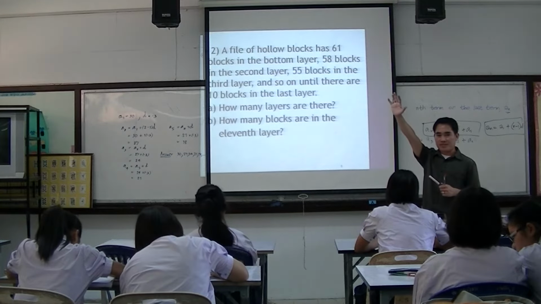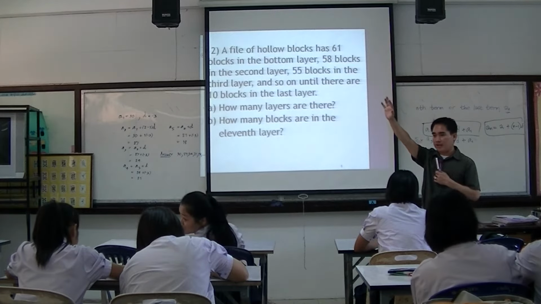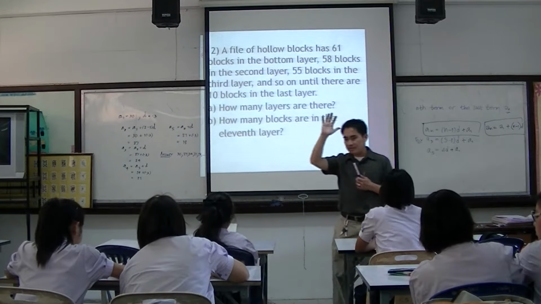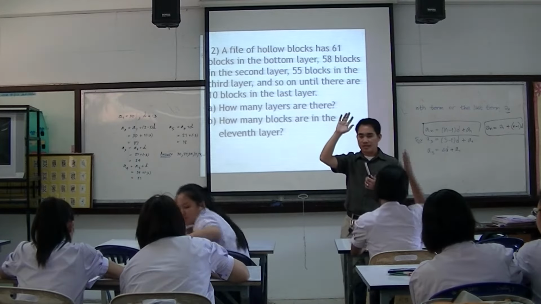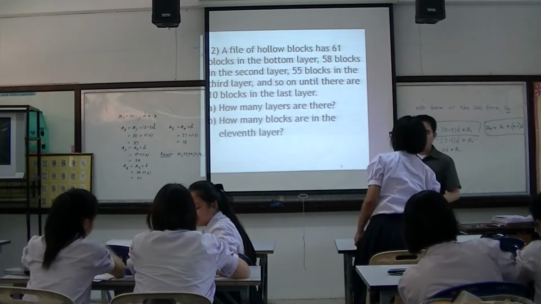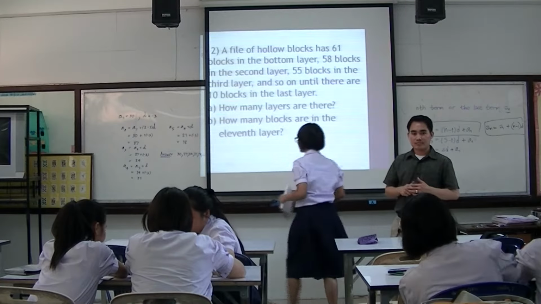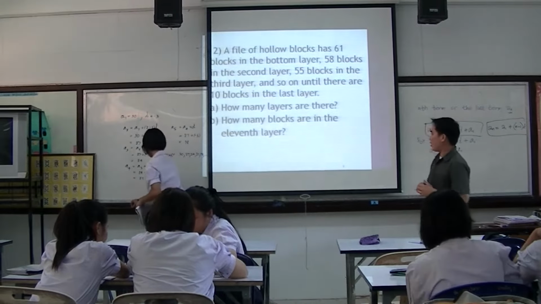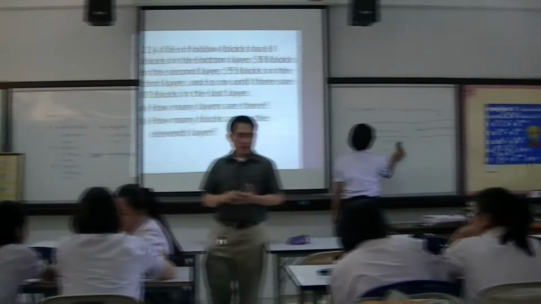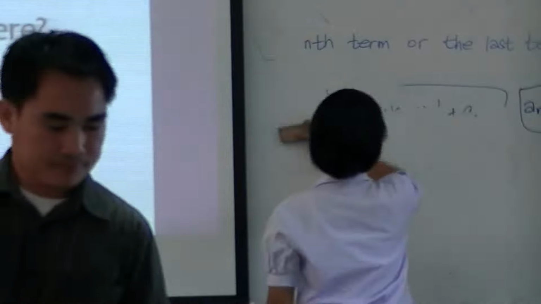So kindly show your answer. N is equal to 18. Anybody? Got it? Okay, June. Right. N is equal to 18. And letter B. How many blocks are in the 11th layer? How many blocks are in the 11th layer?